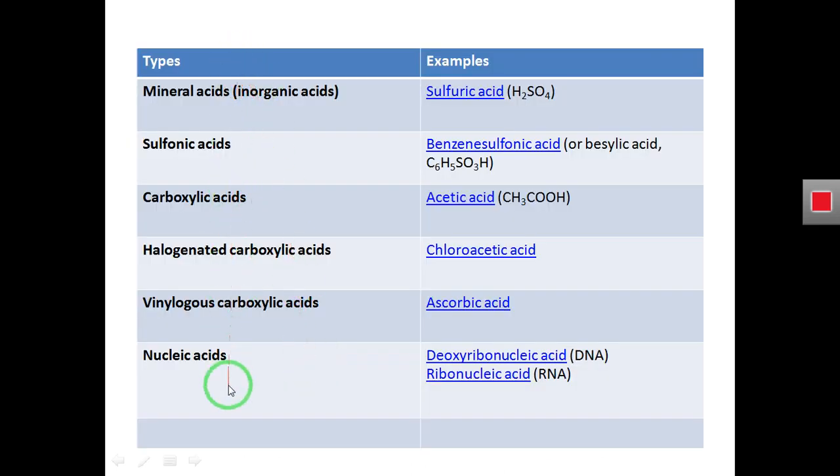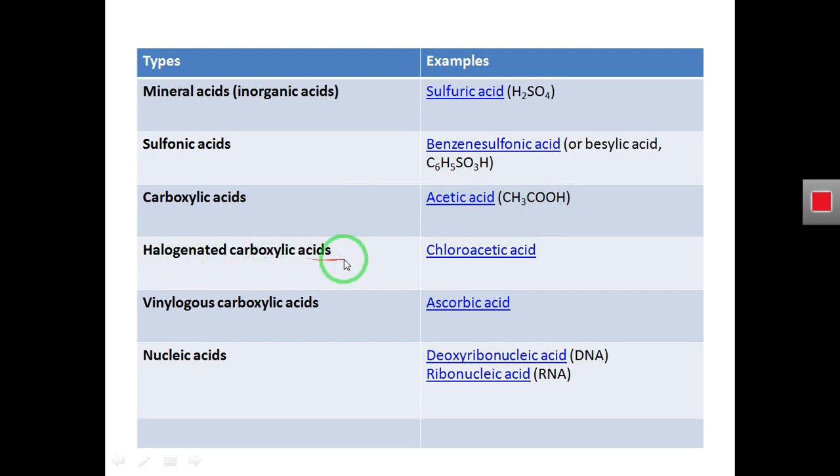So there are different types of acid, like mineral acid or inorganic acid. Sulfuric acid is a mineral acid. Sulfonic acid, for example benzene sulfonic acid, has a sulfur group, as indicated from here, although sulfuric acid also has the sulfur group. And then carboxylic acid, that is acetic acid. It especially has the group COOH, the carboxylic acid group.